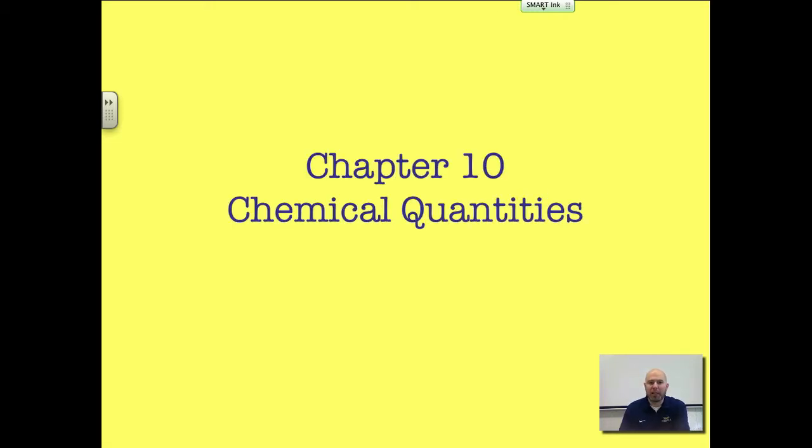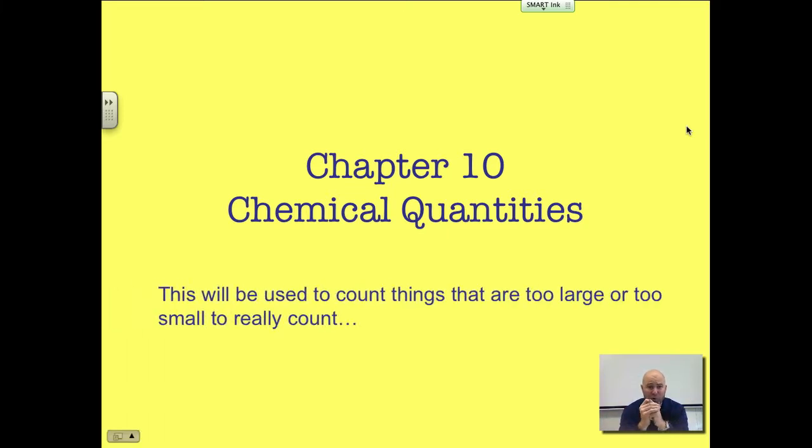Alright, so the next unit that we're going to be going to is Chapter 10. Chapter 10 deals with chemical quantities, and what we're going to really be talking about is chemical quantities and ways to count things that are ridiculously large or ridiculously small to count.